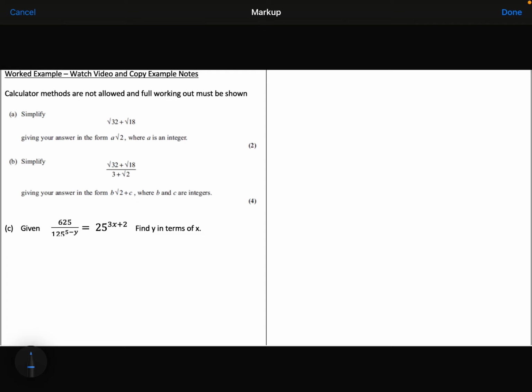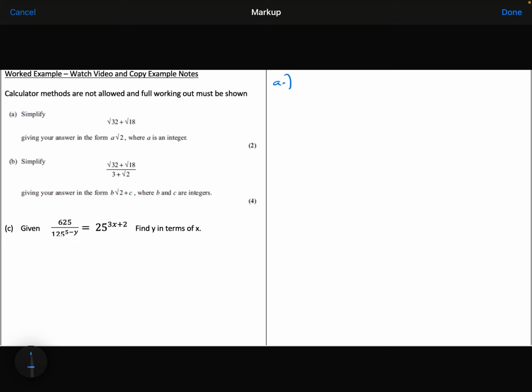In this question, it says that calculator methods are not allowed and that full working out must be shown. So part A says to simplify root 32 plus root 18, giving my answer in the form a root 2.